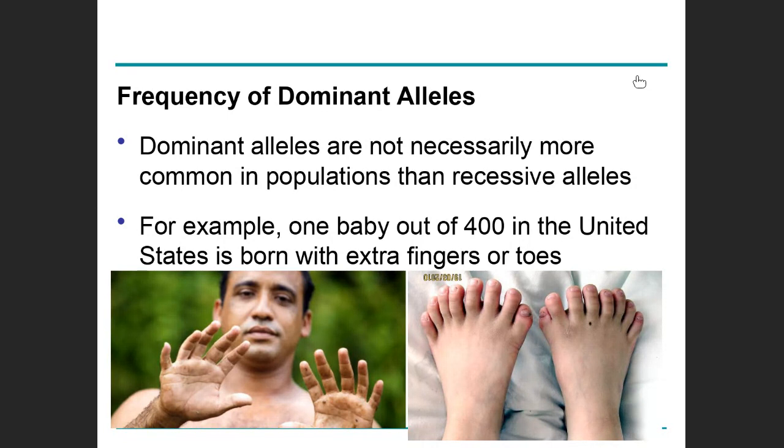Is that picture of 8 toes on each foot real? Can you say that again? Is that picture of 8 toes on each foot real? Yes. Oh my God. Yes, it's real.